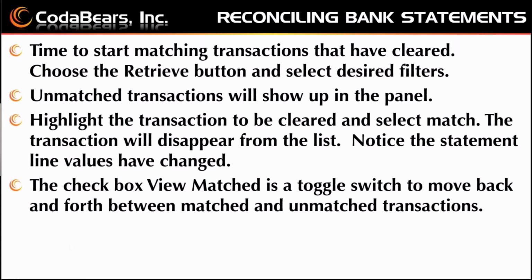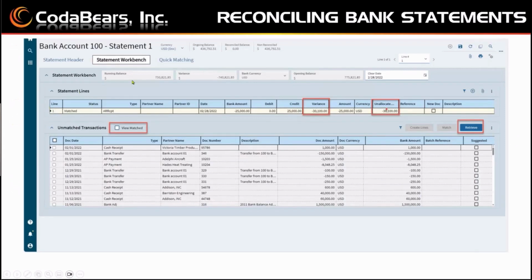Highlight the transaction to be cleared and select Match. The transaction will disappear from the list. Notice the statement line values have changed, and the checkbox View Matched is a toggle switch to move back and forth between matched and unmatched transactions. So now we see the same screen that we were looking at before. We see that now we have matched transactions, and so the status has changed.